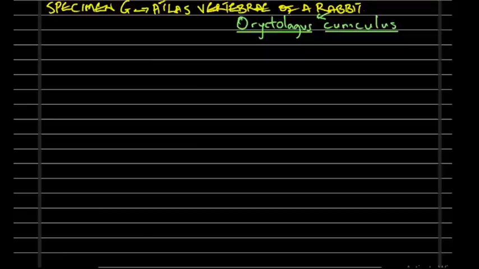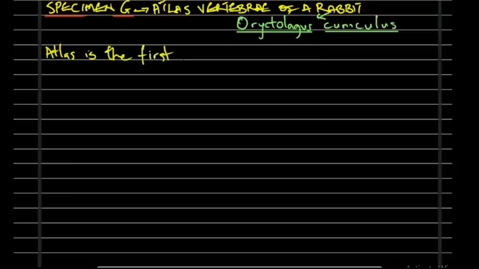So now going straight to what we have to talk about, we want to talk about the atlas vertebrae. It is a type of the cervical vertebrae. The atlas is the first cervical vertebrae.